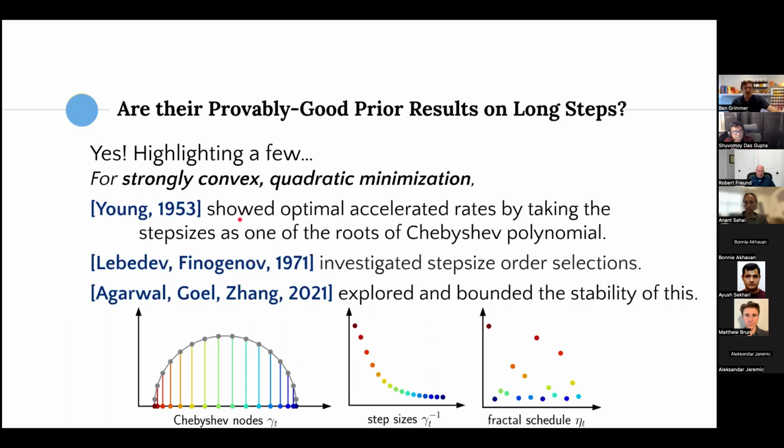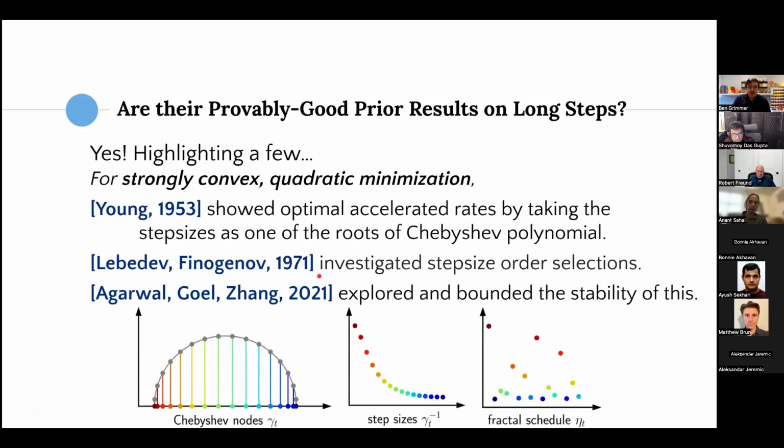The kind of hallmark result in this area is David Young's result 70 years ago, which said if you're minimizing a quadratic like this, what you should do is take steps given by 1 over the roots of this Chebyshev polynomial. So I've taken this figure here from this Agarwal paper. These roots are given by taking these evenly placed points along the top half of the ball, dropping them down, and the best step sizes, according to Young, are 1 over these.